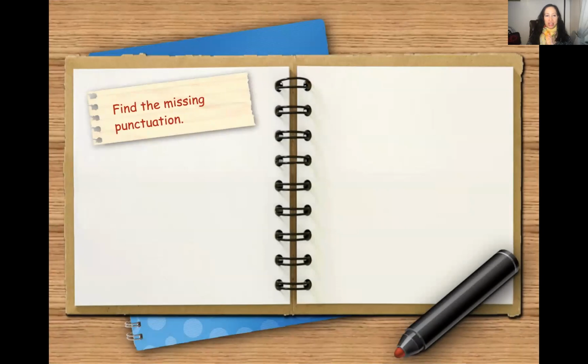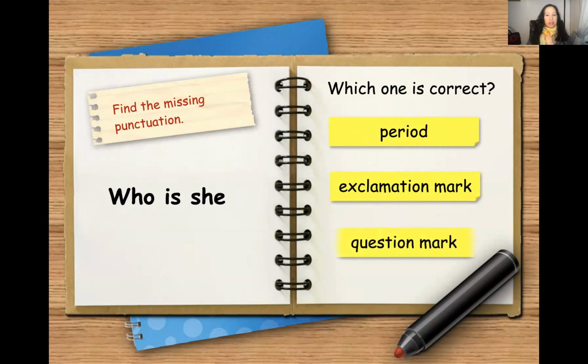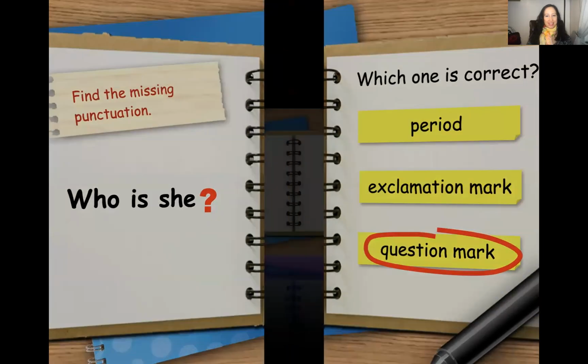Find the missing punctuation. Who is she? Come on, this is too easy now, right? Period, exclamation mark, or question mark. Where should we put it in the sentence? And which one do we use? Question mark. Still too easy? Well, let's get ready.